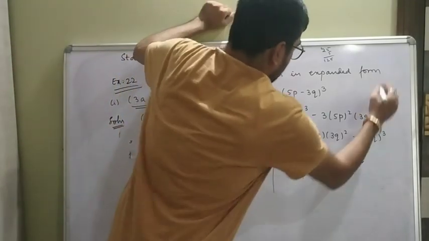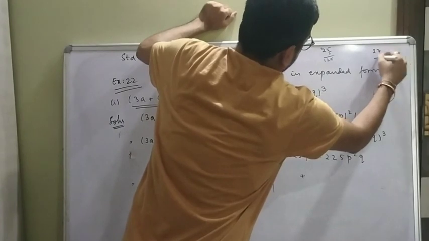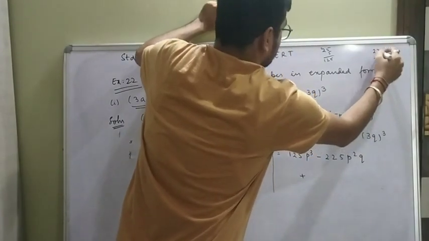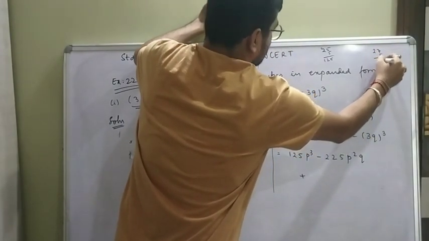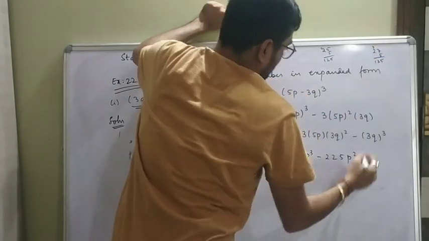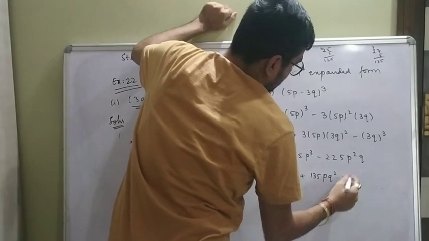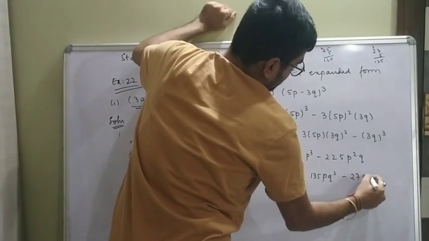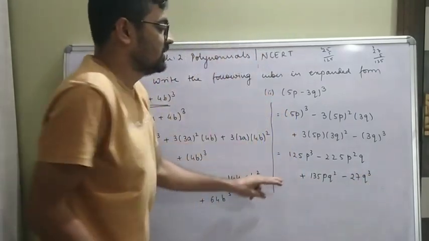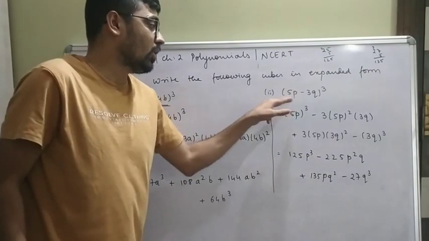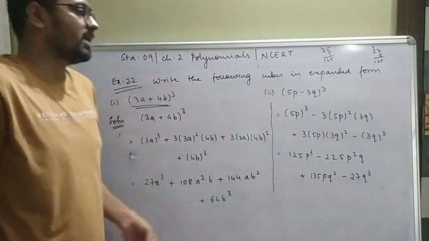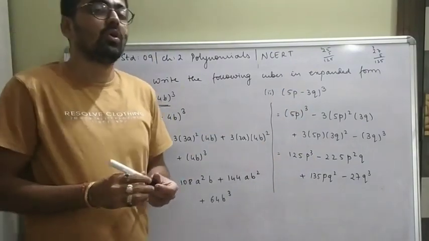135. Let's check. No need to be in such a hurry. 27 into 5, 7 5s are 35, 3. Yeah, I was correct. 135 p q square minus 27 cube. This is the expanded form of this cube, 5p minus 3 cube whole cube.